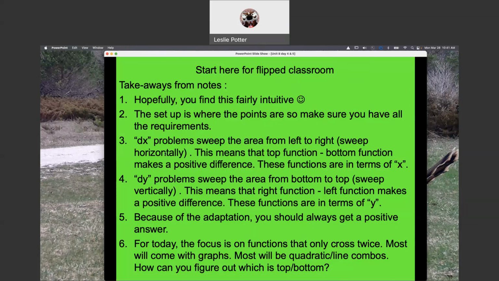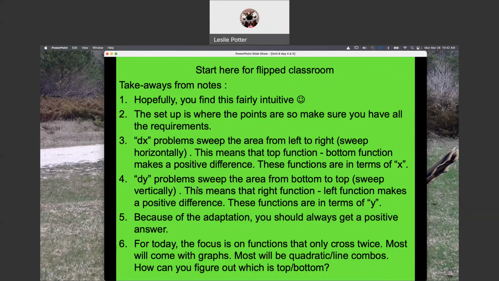Dx problems, like we just saw, sweep the area from left to right, like we're normally associating with integration. This means it's top function minus bottom function. That makes the difference positive because the top is always a bigger value than the bottom. These are our functions in terms of x, but we can also sweep the area from bottom to top. And so in this case, these would be dy problems.